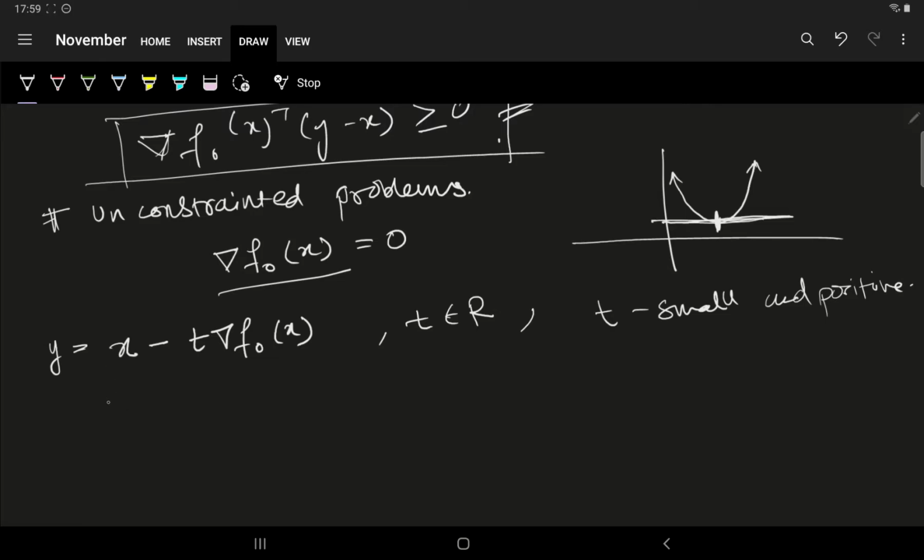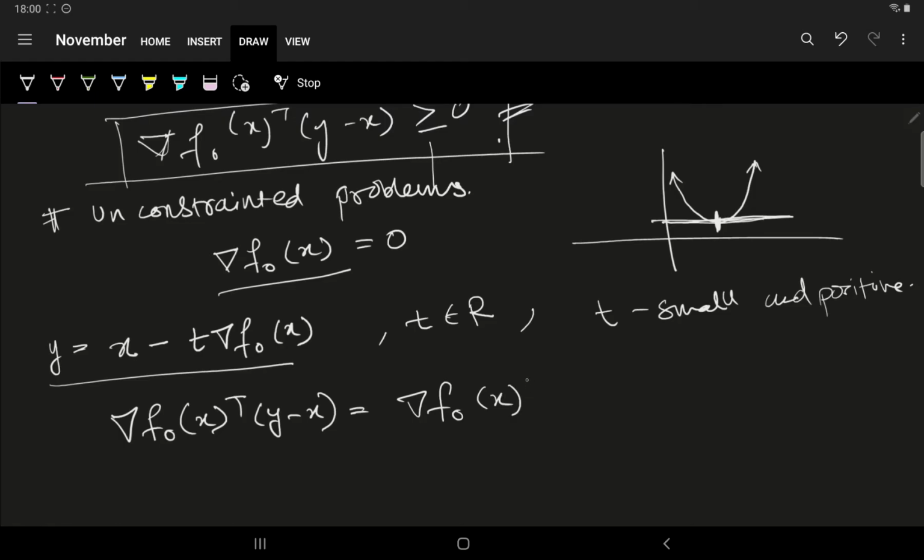So if we put this in this equation, we get del of f naught of x transpose (y minus x) equals to del of f naught of x transpose (x minus t del of f naught of x minus x).